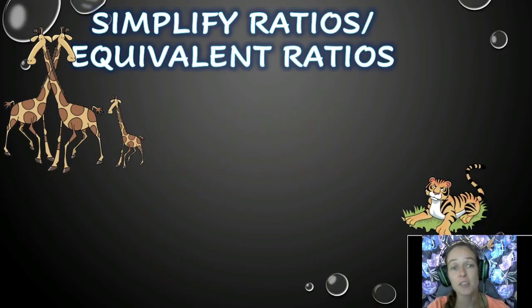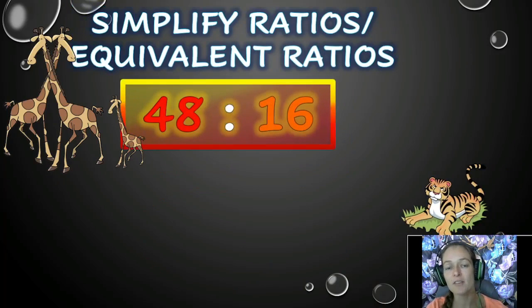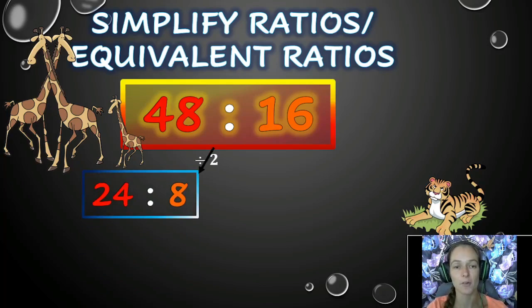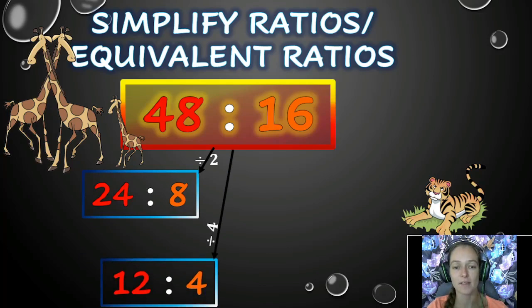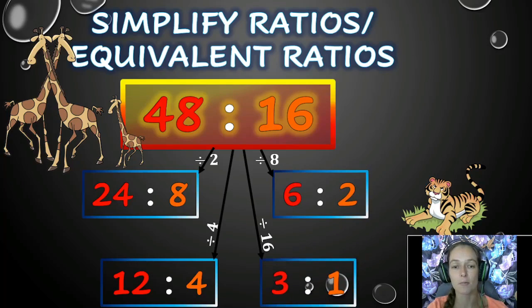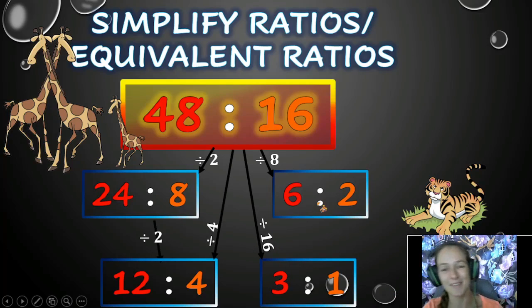The most simple question you can be asked is to simplify ratios or find equivalent ratios, and what you need to do here is just divide both sides of the ratio by the same number. So if you divide by 2 you'll get 24 to 8, by 4 you'll get 12 to 4, similarly 6 to 2 and 3 to 1. You can also progress and get all these ratios by dividing each successive one by 2. And you can see you could do that 1, 2, 3, 4 times to get the 3 to 1 and 2 to the 4, 16, so that's pretty cool.